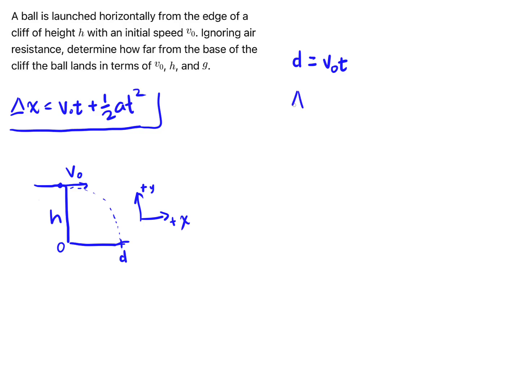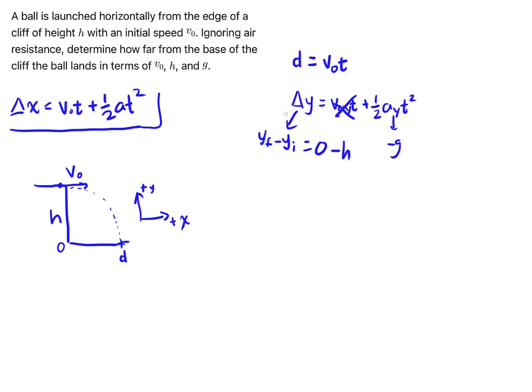And now let's apply this equation to the y direction. So we have that the displacement in the y direction is equal to the initial velocity in the y direction times t plus 1/2 times the acceleration in the y direction times t squared. The initial velocity in the y direction is 0 because it's launched horizontally, so this term disappears. And ay, the acceleration in the y direction, is just negative g, since it's accelerating in the negative y direction. And the displacement in y is just the final y position minus the initial y position. The final y position is 0, and the initial y position is h.